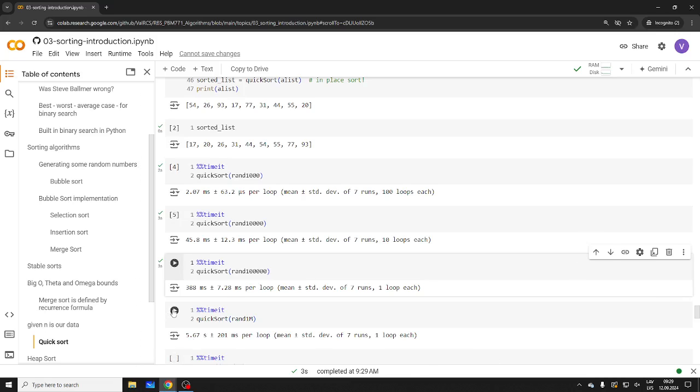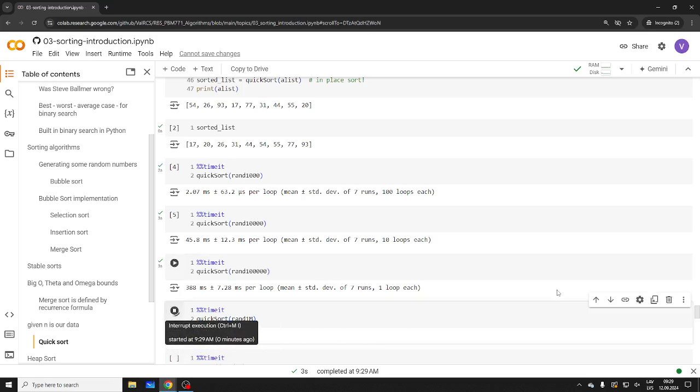No. So how about this one? Are we going to risk it? Yes. Let's do it. 1 million items, 1 million numbers. I say 4.5 seconds, I don't know. So it'll take about 40 seconds to do this. So 7 runs of 1 loop each. Maybe it's slower.